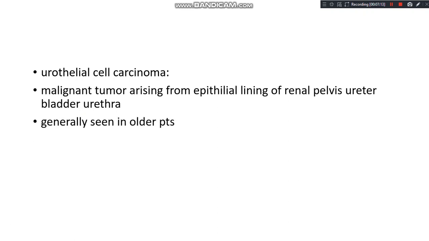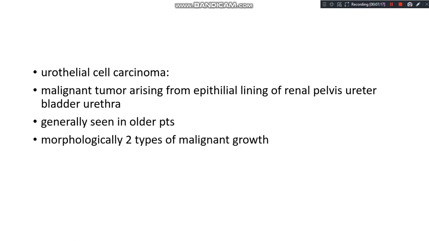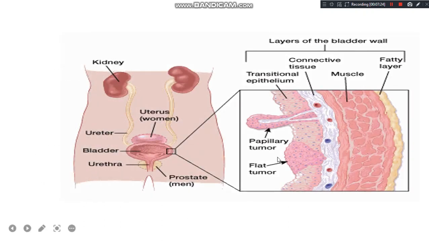Now, it is generally seen in older patients. Morphologically, we have two types of malignant growth: flat and papillary. Here you can see papillary growth, which is finger-like projections, mostly in the bladder. Here you can see the bladder wall containing connective tissue, muscle, and a fatty layer. Here is the transitional epithelium that has undergone malignancy. So here's a papillary tumor and that is a flat tumor. Now the flat tumor mostly arises due to a mutation in the P53 tumor suppressor gene.